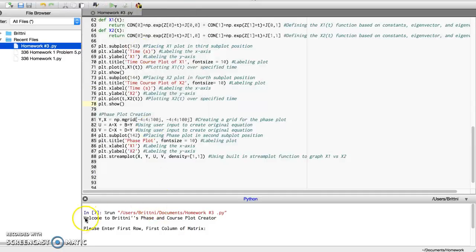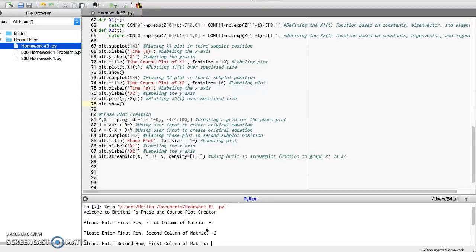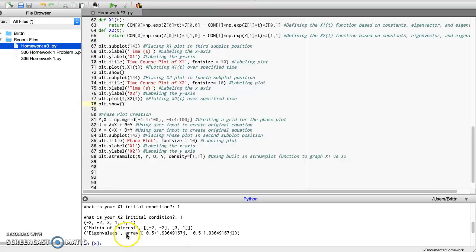So, the first thing that pops up is an introduction, and then it asks for the first row and first column. So let's say we do -2, -2, 3, 1, and our initial condition is 1, 1. So the code runs. We see that the eigenvalues are both negative, real, and complex. So based off this, we'd expect a stable spiral.